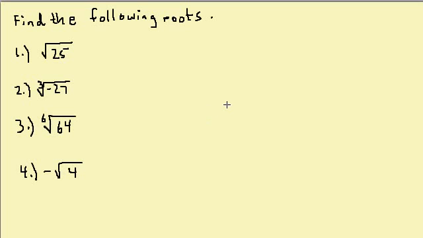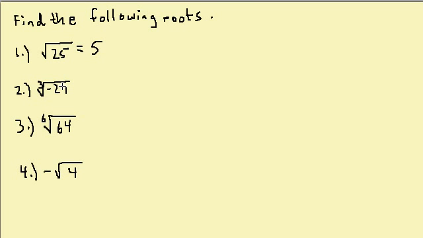Alright, let's take a look at simplifying radicals. Okay, so here we want to find the following roots. So the first problem, we have the square root of 25. So the square root of 25, we want to ask ourselves, what number can we square to get 25? And that would be 5, because 5 squared equals 25.